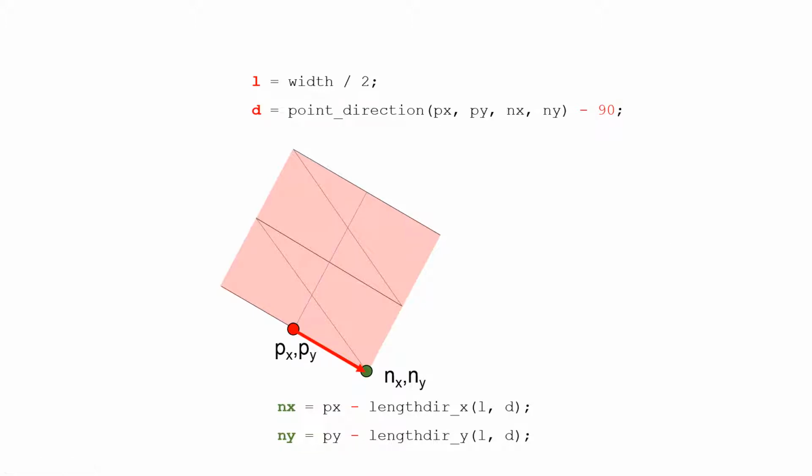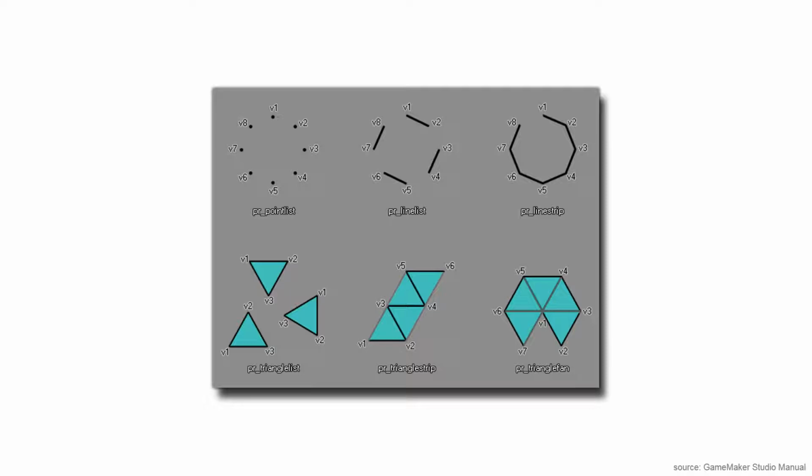The last thing you need to understand before we can actually start drawing the geometry is how geometry is defined in GameMaker. There are lots of different ways to define custom geometry in GameMaker. You have methods to define a list of points, lines, but that's not what we want here. We want triangles. But which of these methods?